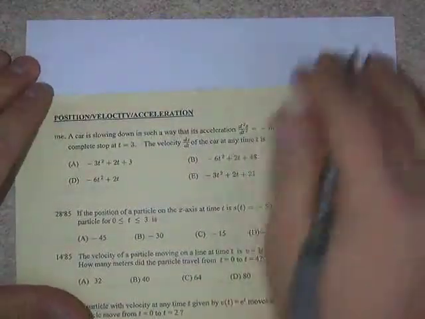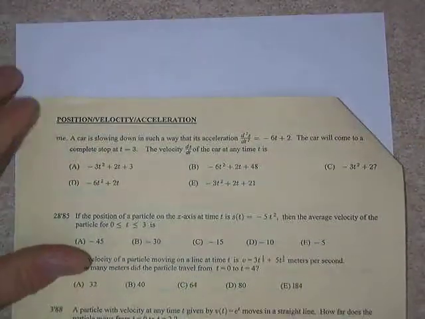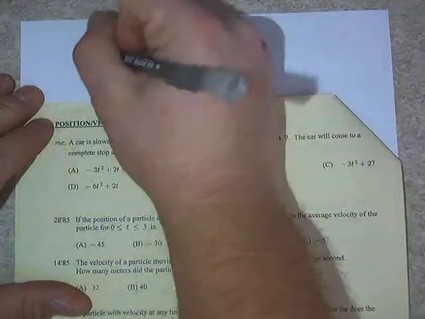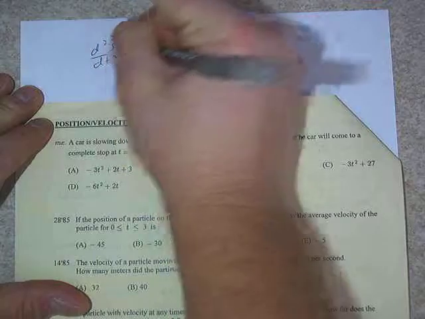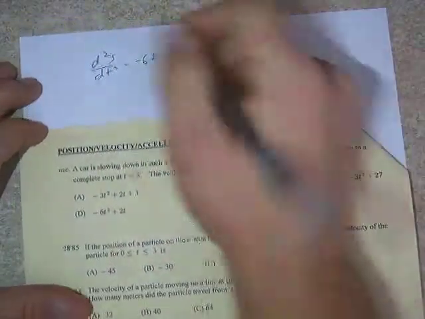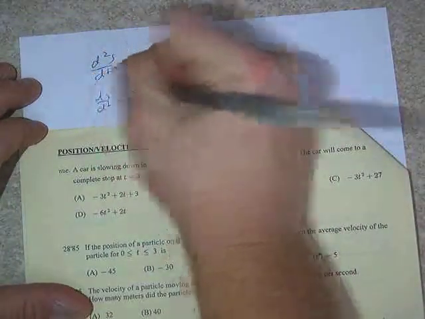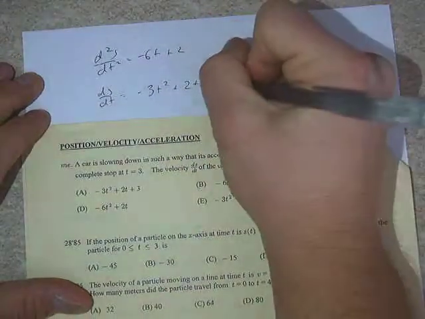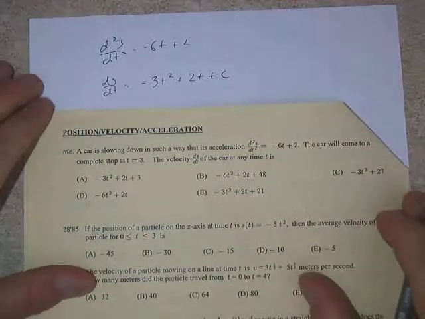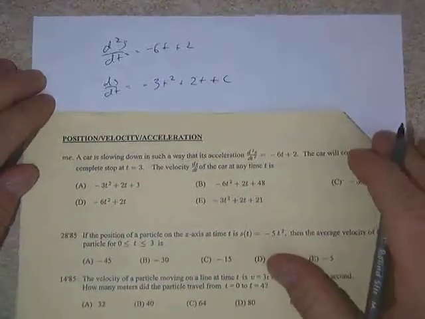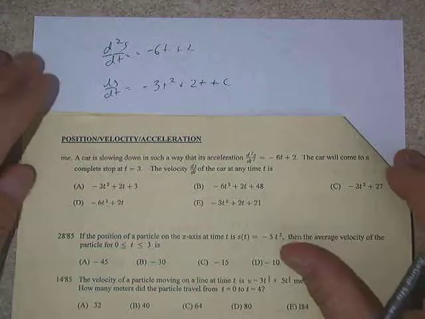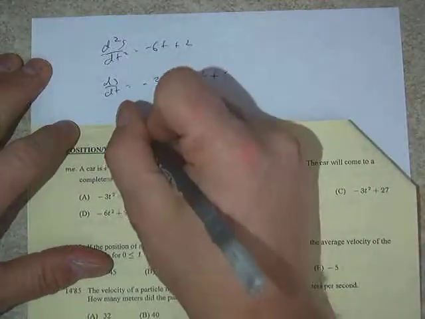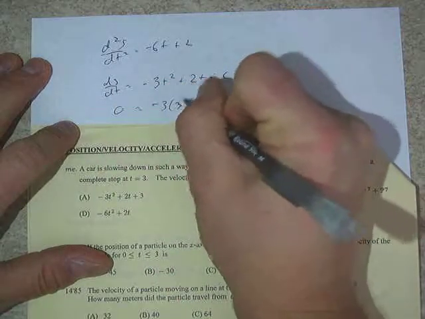correct answers here. It says the car is slowing down in such a way that its acceleration is negative 6t plus 2. It says the car will come to a complete stop at time 3. And it says the velocity of the car at any time is what? Well, ultimately, if we were to get back to ds/dt from d squared s/dt squared, we need to find the antiderivative. So if I know that my d squared s/dt squared is negative 6t plus 2, hopefully, anti-differentiating that, we got to negative 3t squared plus 2t plus c.